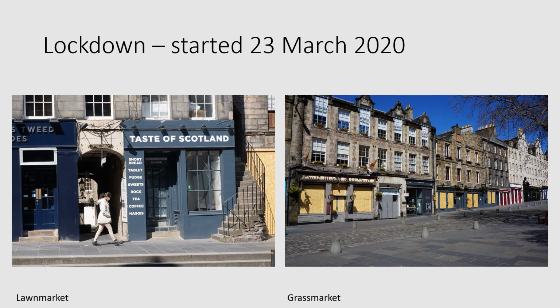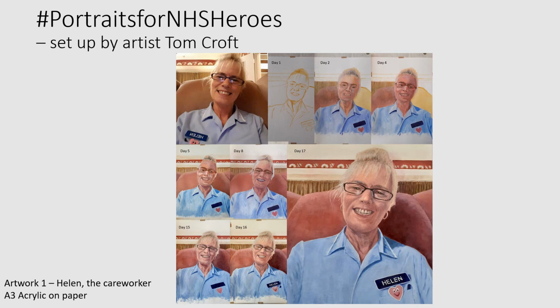Lockdown started on the 23rd of March, and this is the Lawnmarket, and this is the Grassmarket in Edinburgh. All the pubs are closed here, quite an astonishing sight. Then I switched to doing some portraits for heroes.